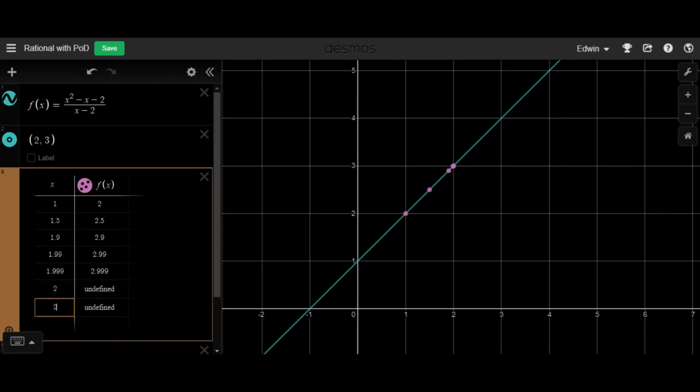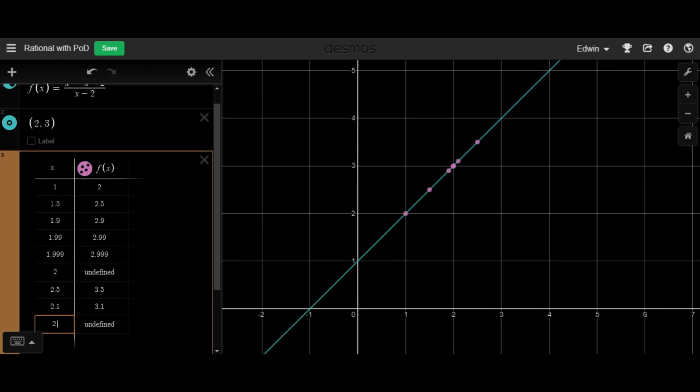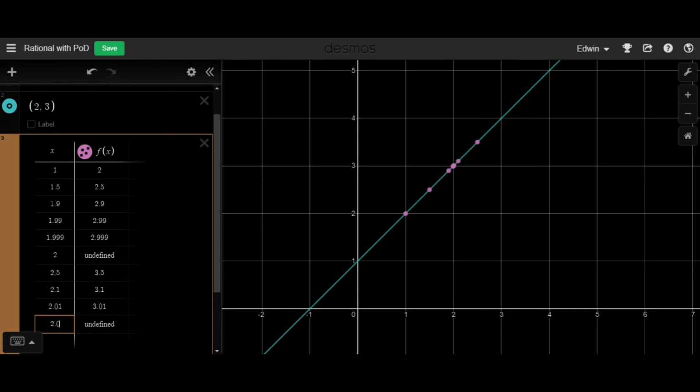Now from the right-hand side, if x approaches 2 from the right, like 2.5, or 2.1, or 2.01, and yes, 2.001, we can see that our function value is getting closer and closer to 3 again. So the behavior at x equals 2, even though the function is undefined, we can say the limit as x approaches 2 of this function equals 3, because we can see if x gets close to 2 from the left, the function gets closer to 3, and similarly, if x gets closer to 2 from the right, the function still gets close to 3.